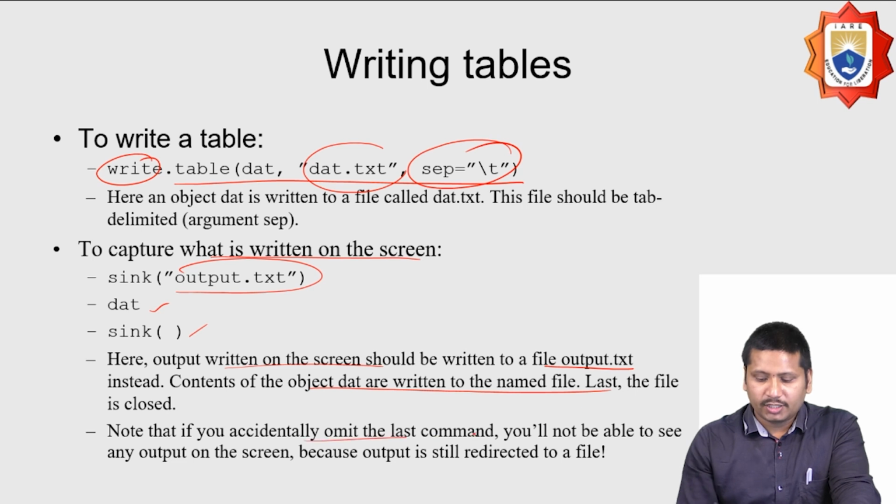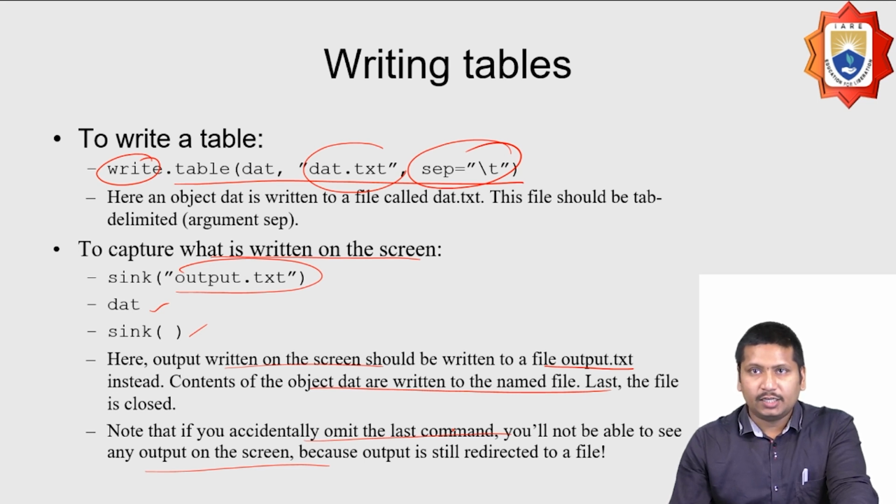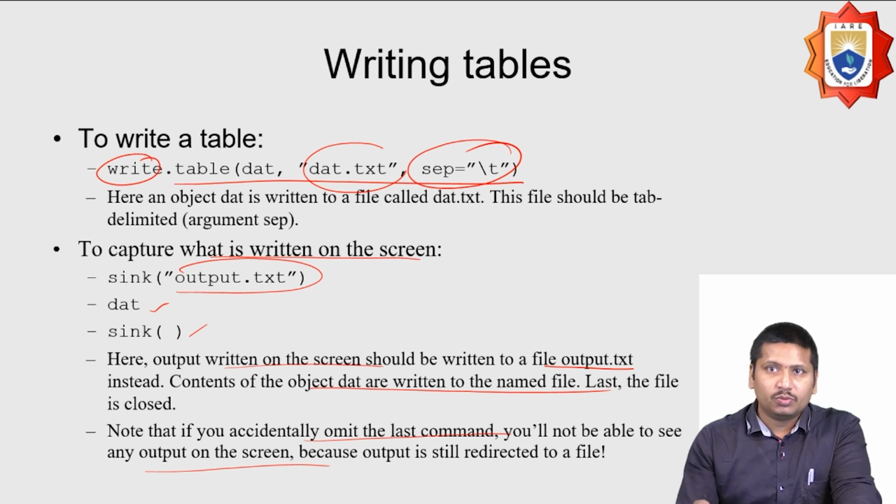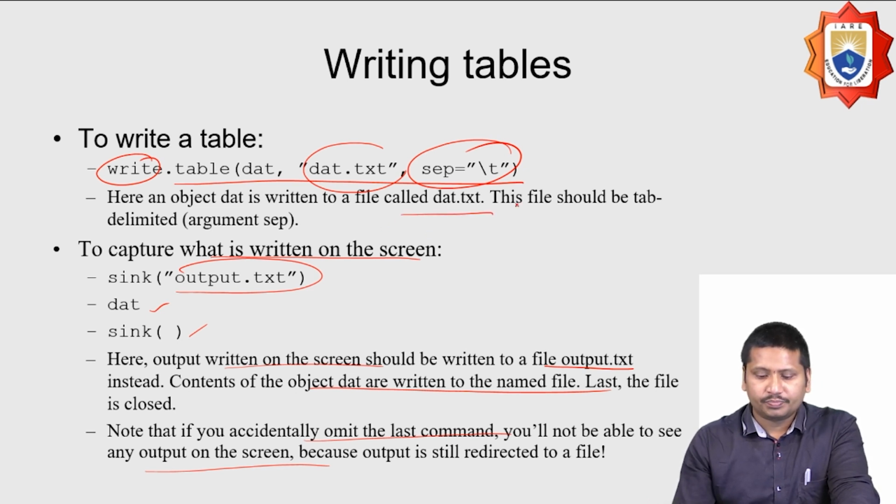So if you accidentally omit the last command, you will not be able to see any output on screen, because output is still redirected to your file. So for writing a table, we use the write command, write dot table, with the data frame, and we write it to data.txt with a separator. Here the object is written to a data file, and this file is tab delimited.